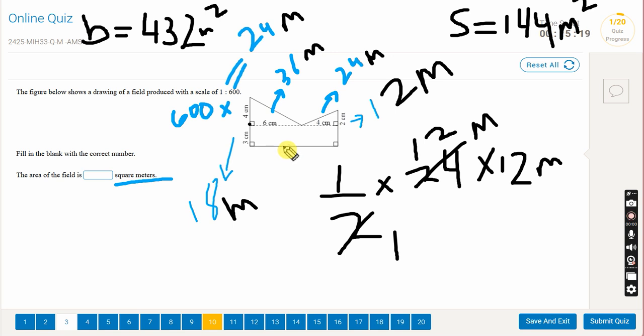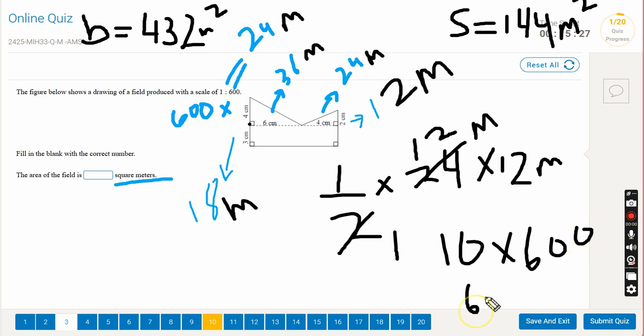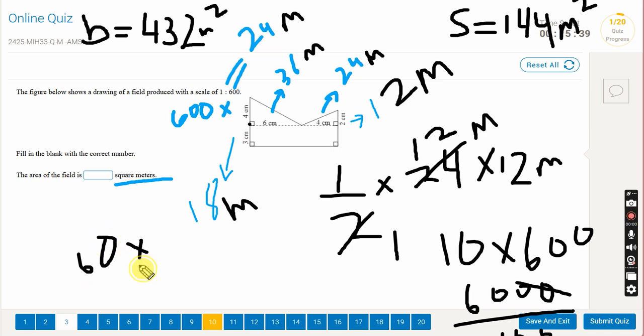Now again, we will do the same steps. 10 times 600. What is that? 6,000. Divide this by 100, removing the zeros. It is going to be 60. So 60 times 18. What is that? 60 times 18 gives us 1080.